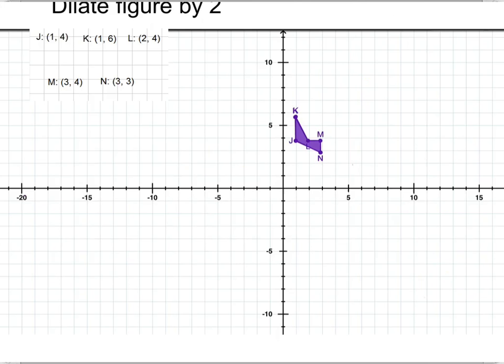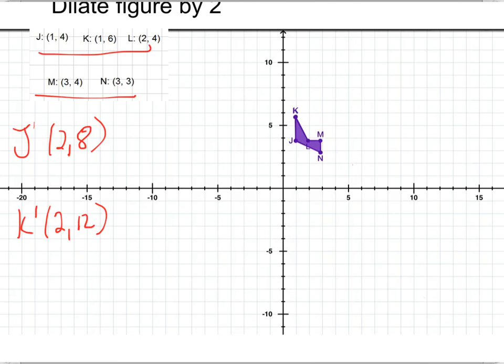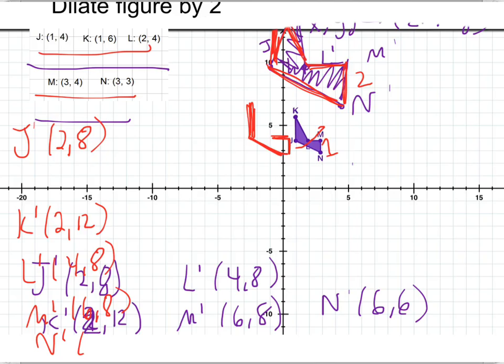Okay? If I were to dilate a figure by 2, I would take the coordinates that are there and multiply all of them by 2. So J prime would be 2, 8. K prime would be 2, 12. L prime would be 4, 8. M prime would be 6, 8. And N prime would be 6, 6.